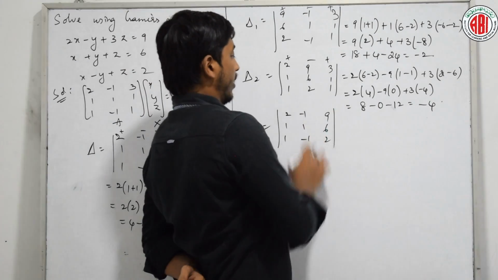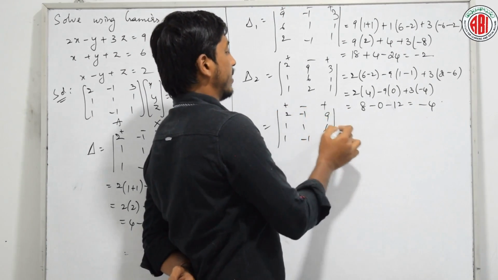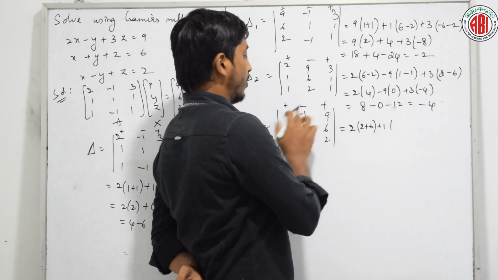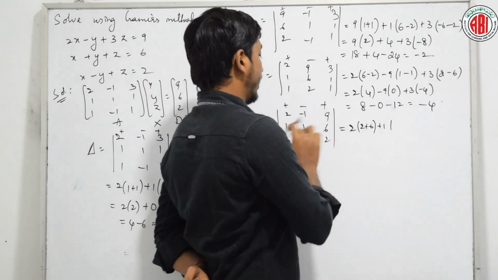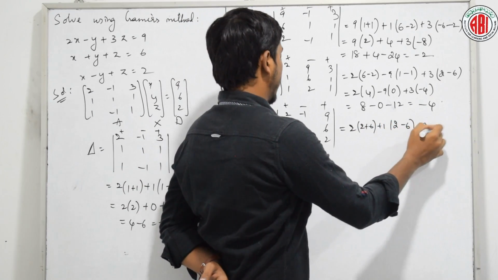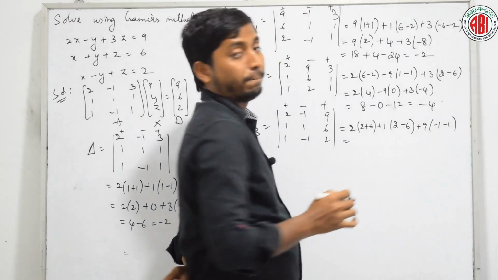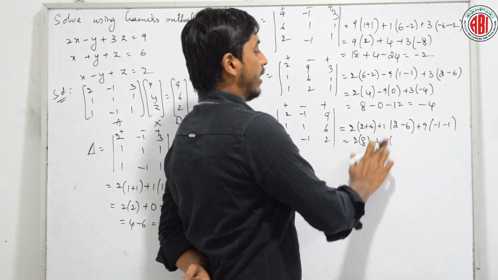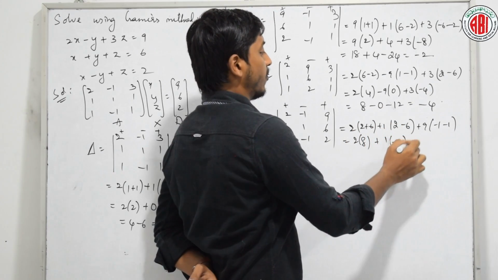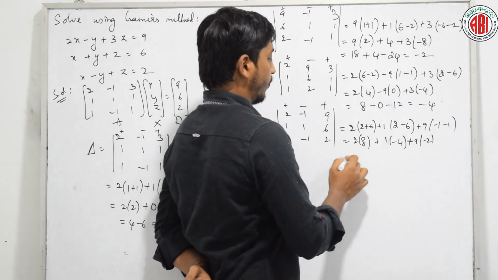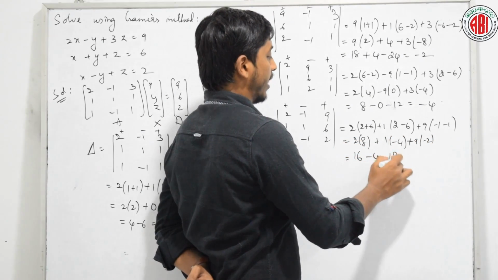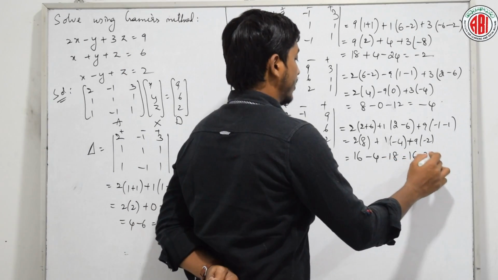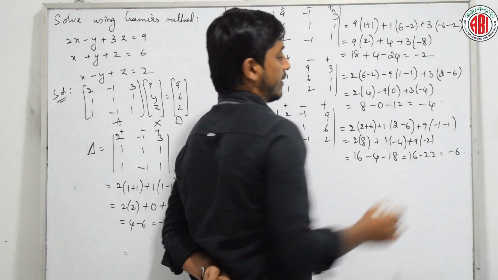Okay. We are replacing the third column, plus minus plus, that is 2 into (2 plus 6), minus 1 into (2 minus 6), plus 9 into (minus 1 minus 1). Is it fine? That is 2 into 6 plus 2 is 8. Again here 2 minus 6 is minus 4, plus 9 into minus 2. 8 2s are 16 minus 4 minus 18. Is it fine? That is 16 minus 22, that is minus 6.